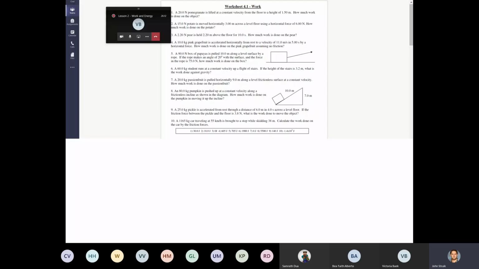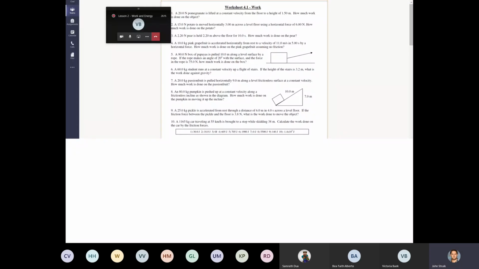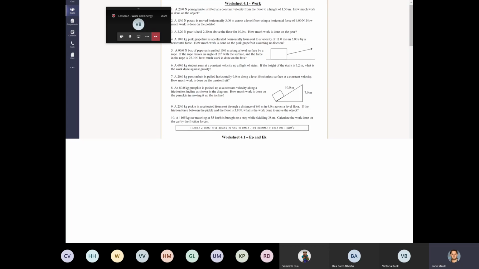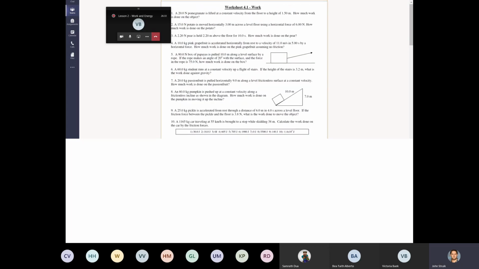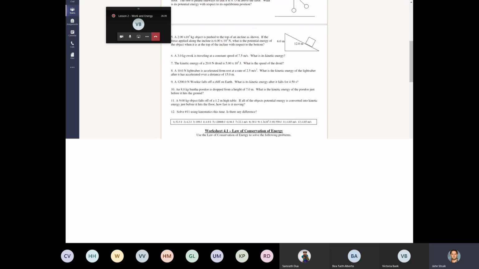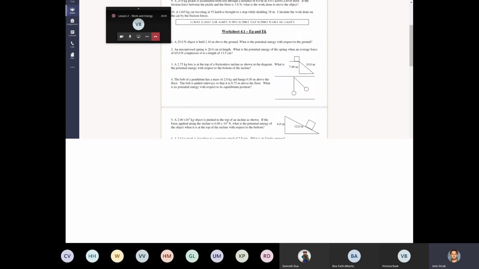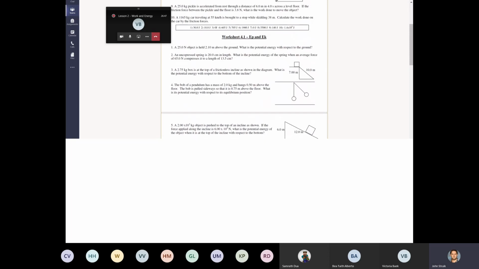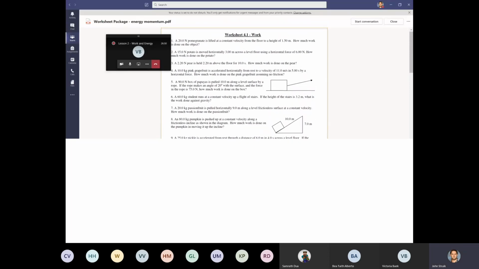So you can do 4.1, but anything that has number 5 here has an angle, that's the next lesson. So just don't do those angled ones because I still have to go over those. I know it's all labeled 4.1, it's really stupid, but you can do 4.1 work, you can do 4.1 EP and EK, and then law of conservation we'll do after. And yeah, that's it. You can work on this worksheet for a bit, and then we'll come together again at probably 10 o'clock to go over the rest.